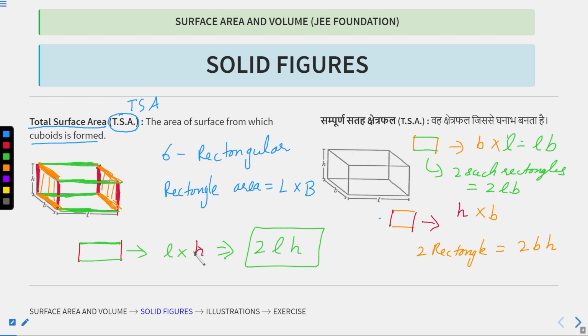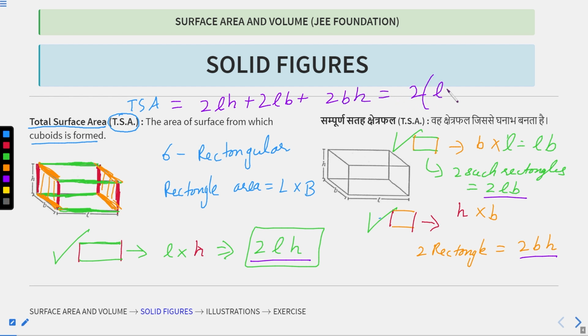Now we have two boxes for this piece, two boxes for this piece, and two boxes for this piece. In total, we have this area plus this area plus this area. So TSA will be 2LH plus 2LB plus 2BH, which is further equal to 2 taking common, (LB + BH + HL). I hope this is clear to you.